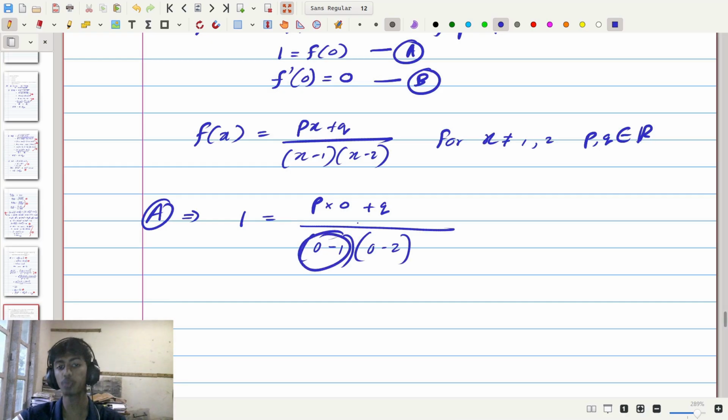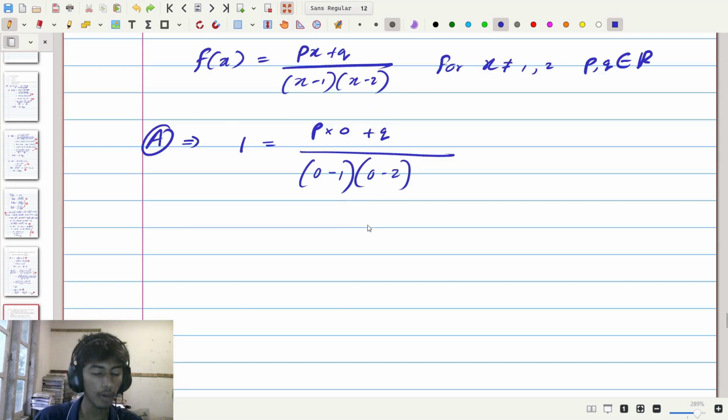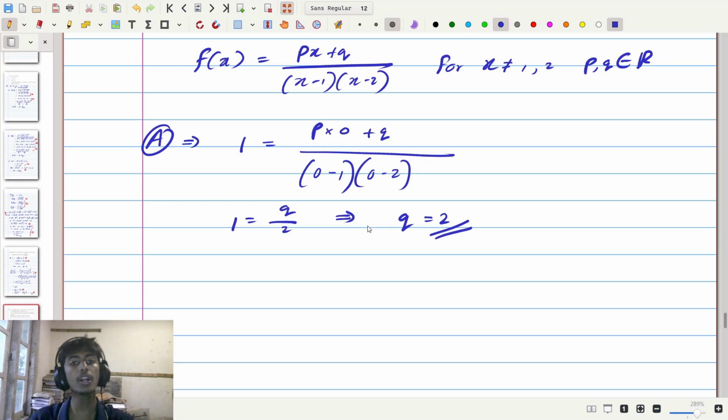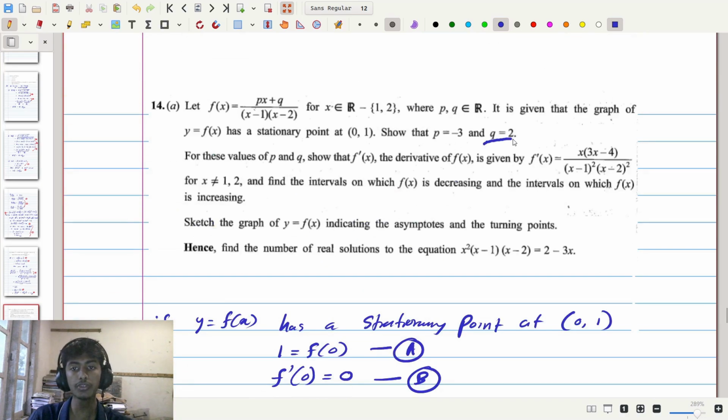So basically minus 1 times minus 2, and on top we have p times 0 plus q. Here we can see the p times 0 just becomes 0, so we have q on top, divided by minus 1 times minus 2, which is going to be plus 2, and therefore we get 1 equal to q divided by 2, leading us to q equals 2. Now we've already found one of the values. We've found that q is equal to 2.